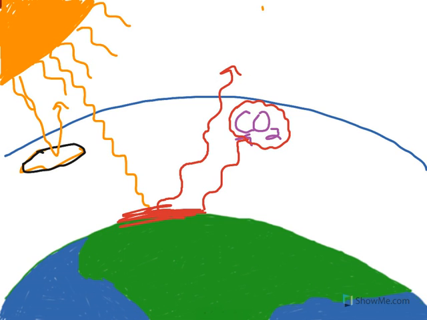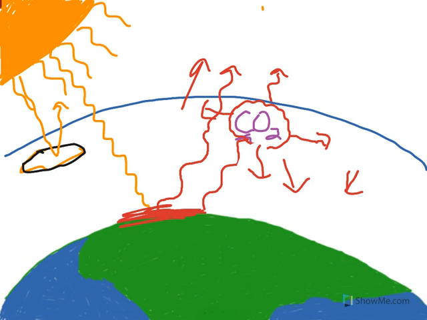So at this particular wavelength, carbon dioxide is very good at absorbing. And then when carbon dioxide absorbs that infrared radiation, it then re-radiates it in all directions. And the effect of this is that some of the sunlight energy, rather than leaving the Earth's atmosphere, ends up being re-radiated back into the Earth's atmosphere. And that has the effect of increasing our overall temperature.